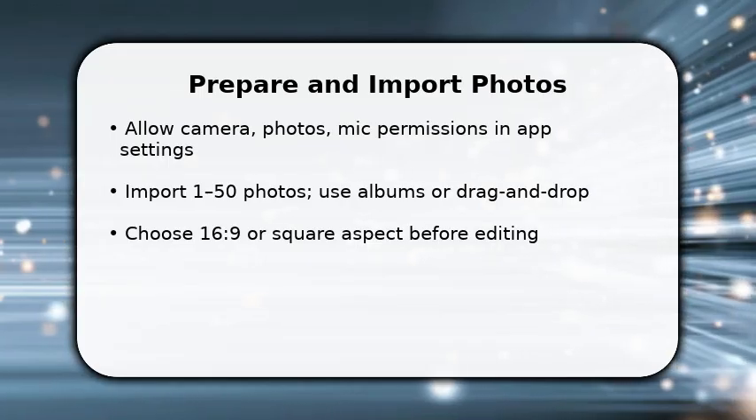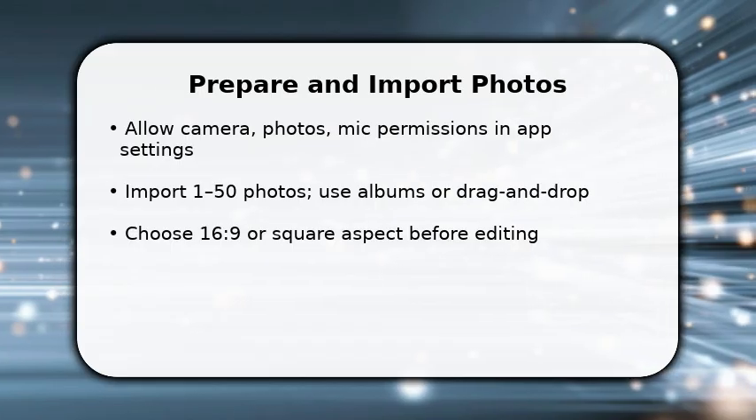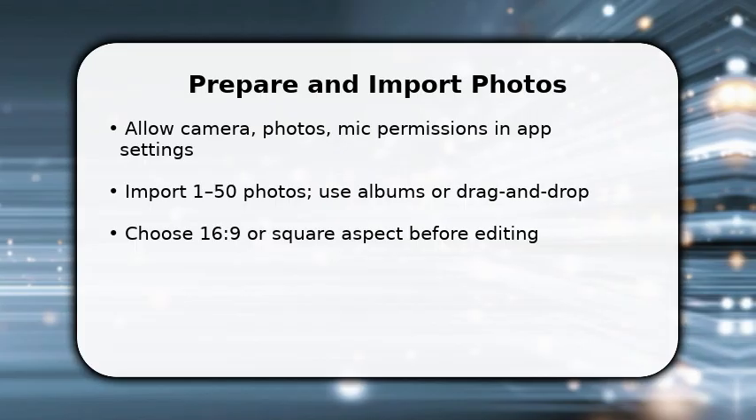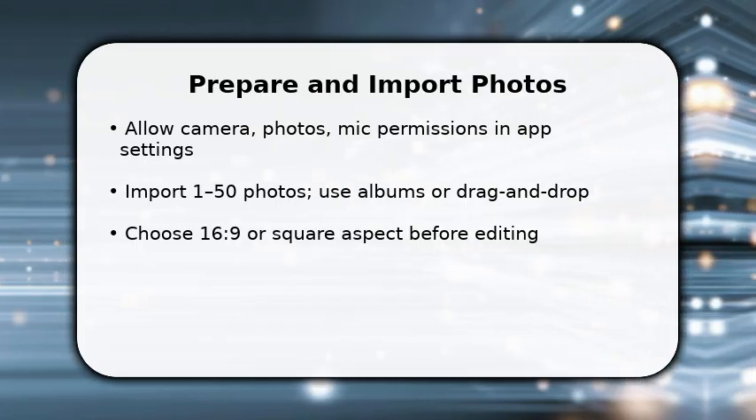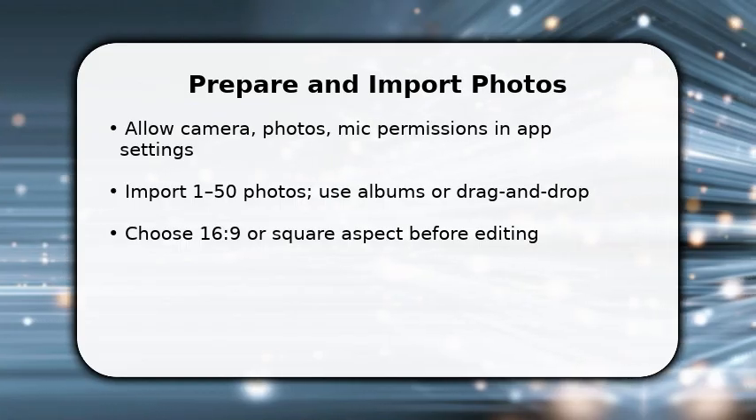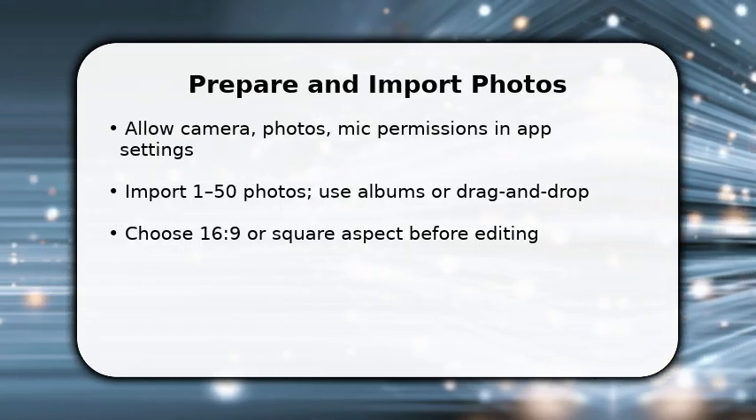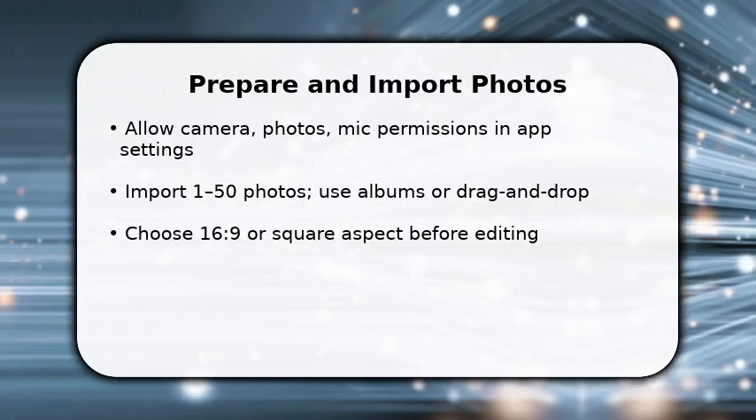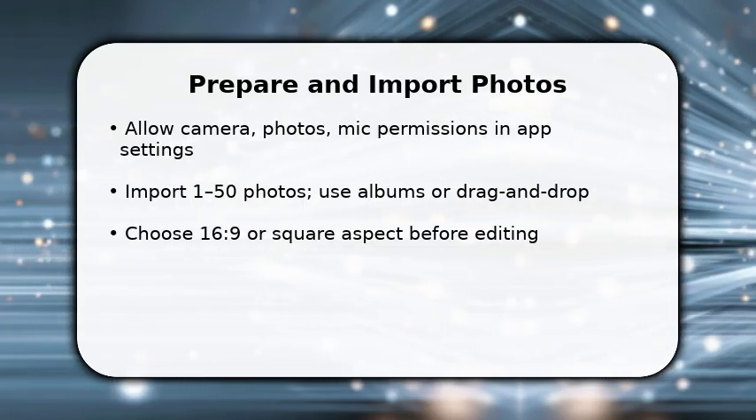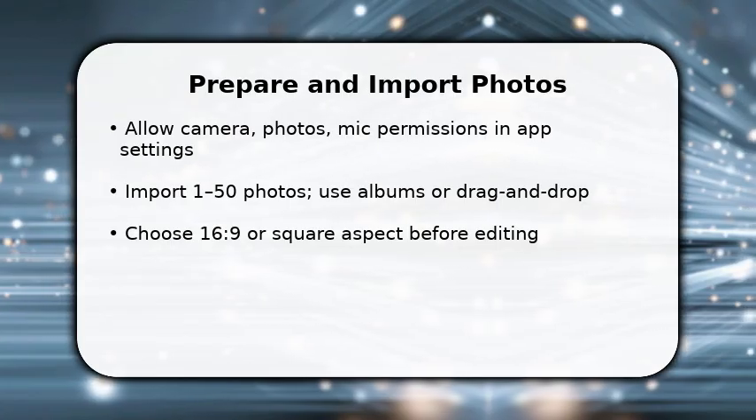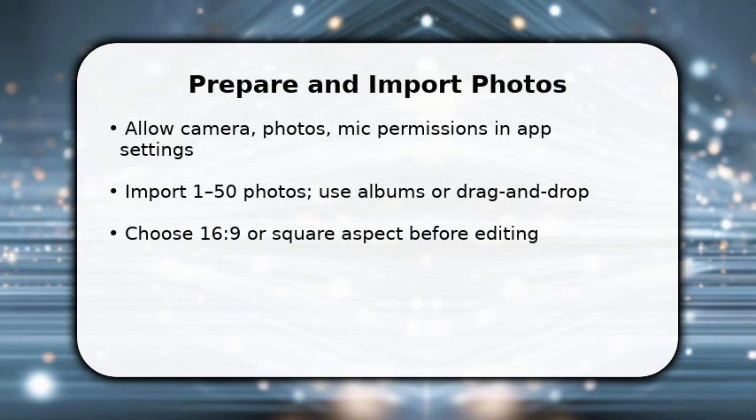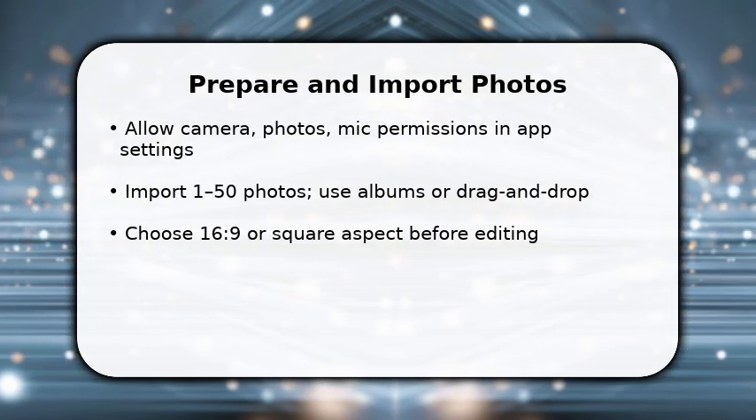You begin by granting permissions so Ghibli Photo can access camera and your photos. This prevents interruptions later. Next, import your images, select single shots or multiple files, up to the app limit, and place them in a new album to stay organized. Once imported, pick the correct aspect ratio like 16:9 or square so framing and presets work predictably. This first step sets everything else up. Accurate aspect and permissions make filters, stabilization, and export behave the way you expect.